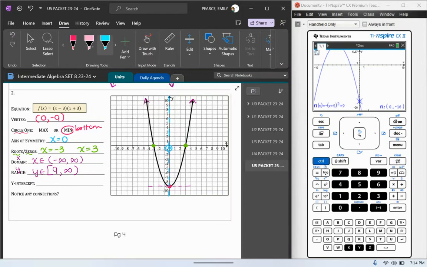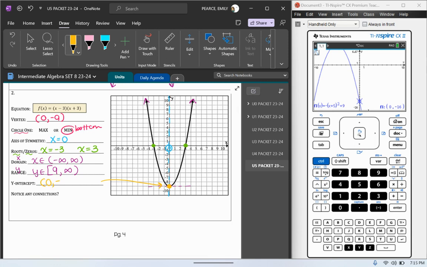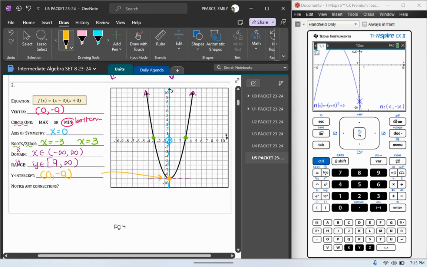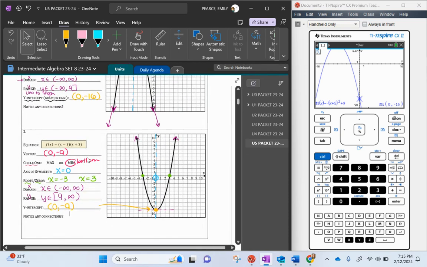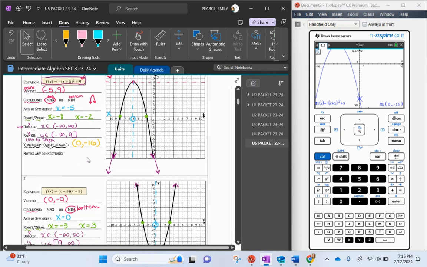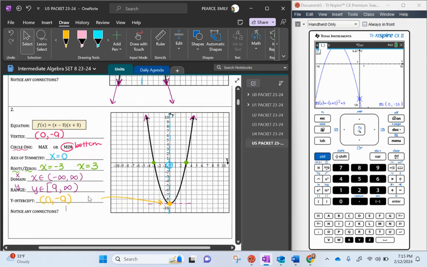And last but not least, this y-intercept is nice and clear, except it's shared with the vertex. So it's actually the same point at 0, negative 9. The vertex and the y-intercept are the same here. So again, just knowing the vocabulary is really going to be key. Being able to see any connections between these graphs and the equations is also going to be really helpful as we move throughout this unit.